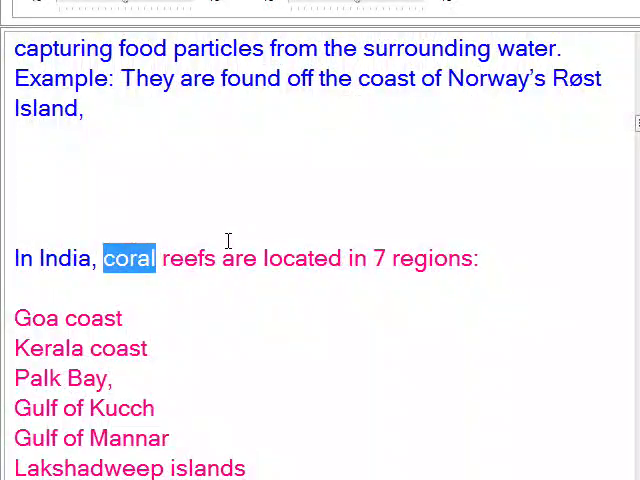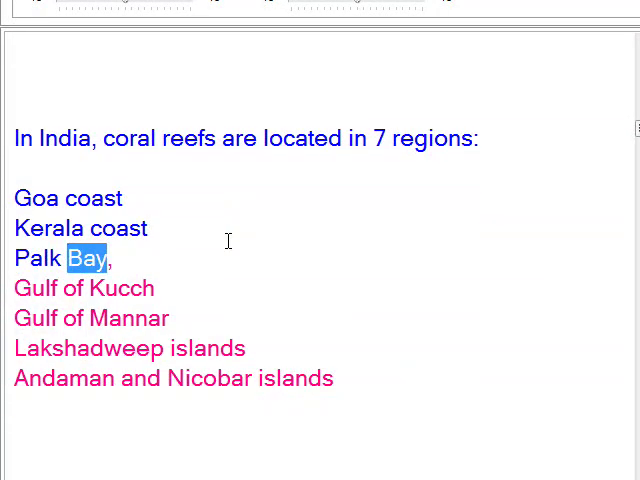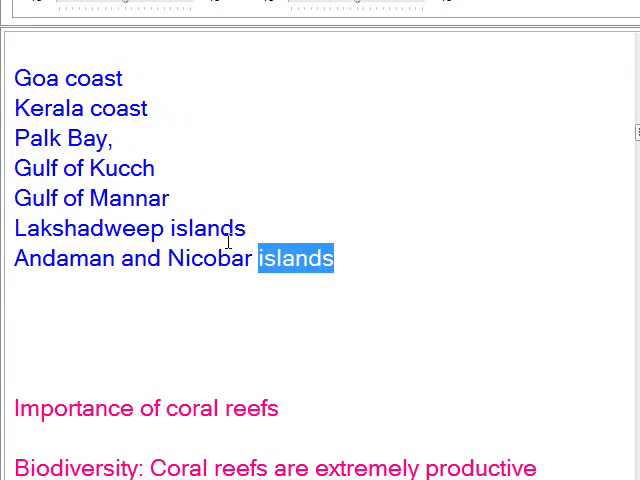In India, coral reefs are located in 7 regions: Goa Coast, Kerala Coast, Palk Bay, Gulf of Kutch, Gulf of Mannar, Lakshadweep Islands, Andaman and Nicobar Islands.